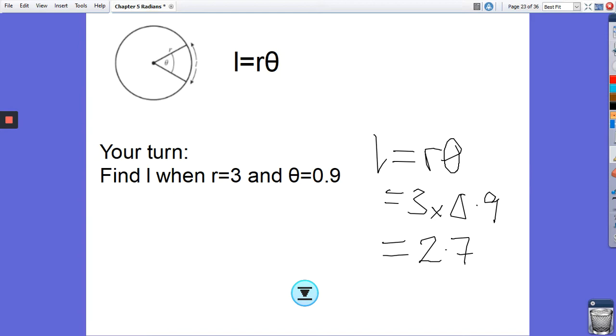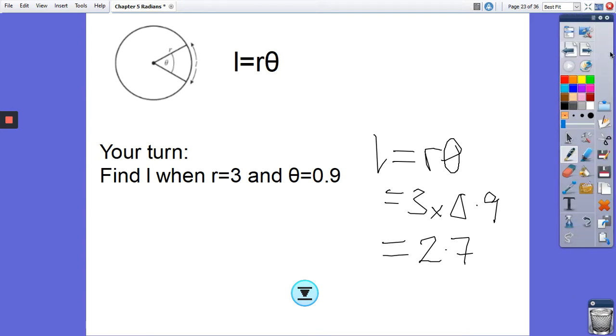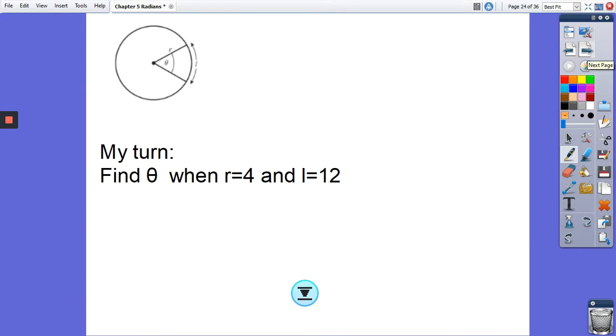I'm going to do another example and then get you doing another example where we have to do a slight rearrangement. But compared to some of the stuff that you've done already, this, I hope, is a walk in the park. Okay, so on this one, we've been given the length of the arc, it's 12, the radius, which is 4, and we need to work out theta.